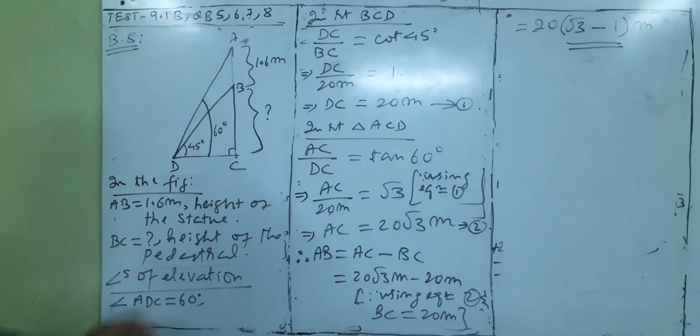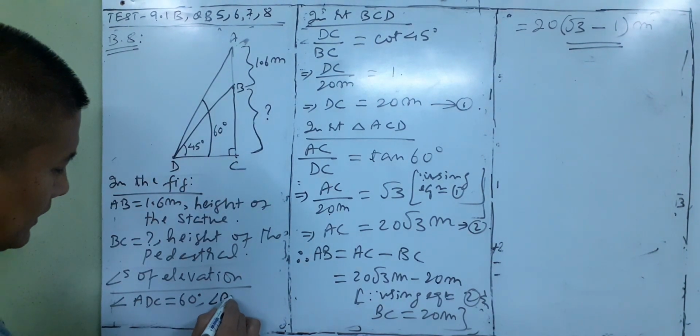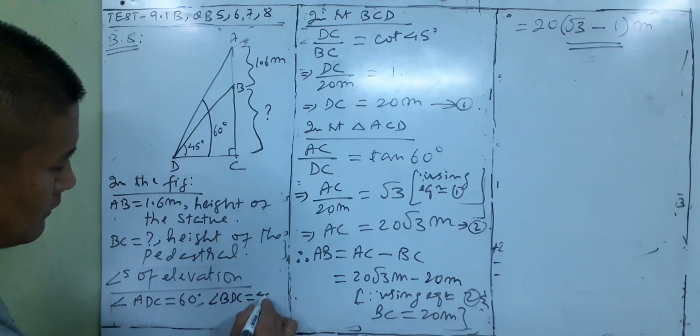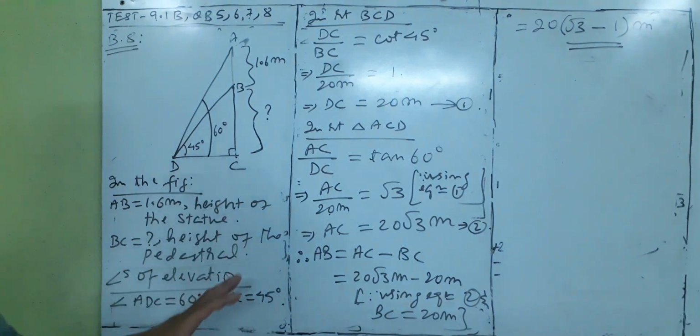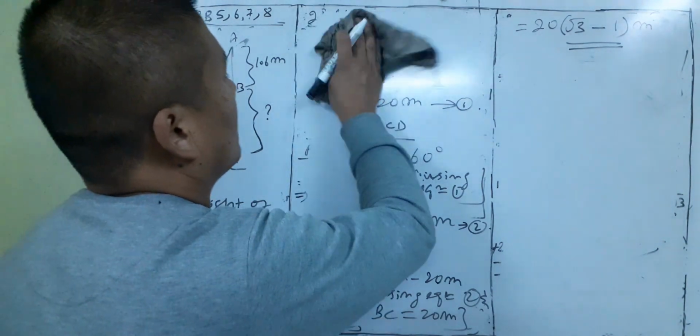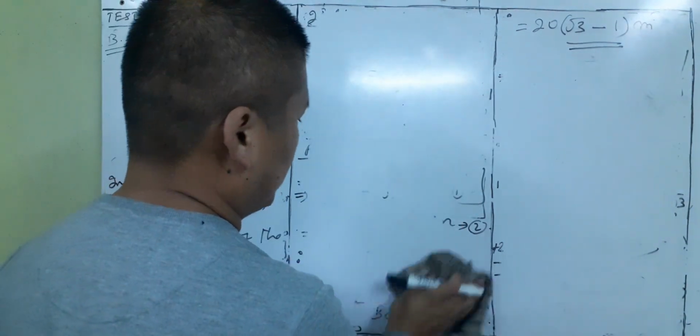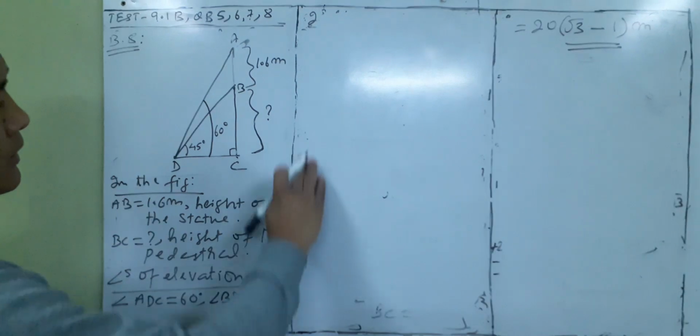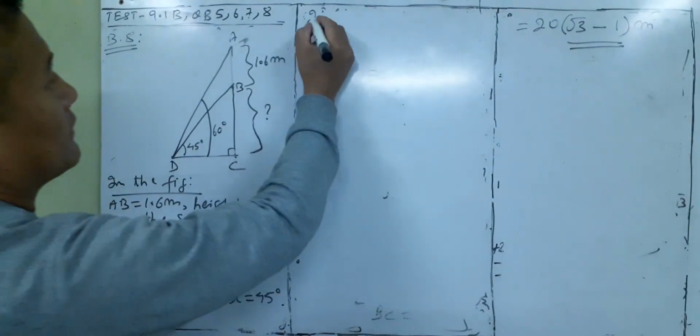Then BDC, the second mentioned one, the top of the pedestal elevation is 45 degrees. So with this information, we have to find this BC, the height of the pedestal. Should not be hard. So look here now. How will we do? Look here. You see here, the 45 one we take first, it is going to make it easier.